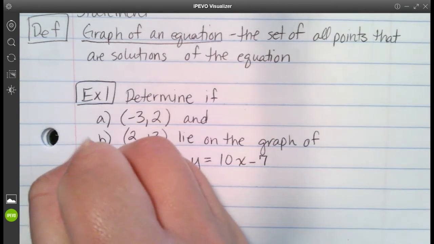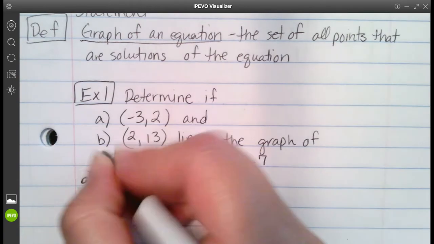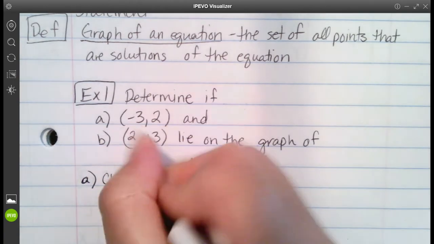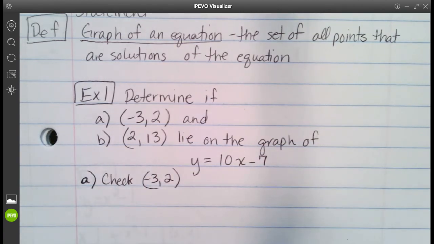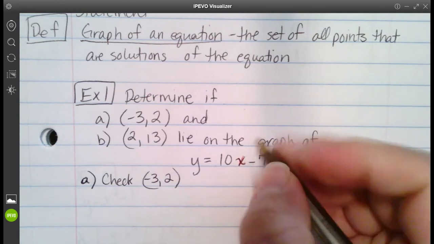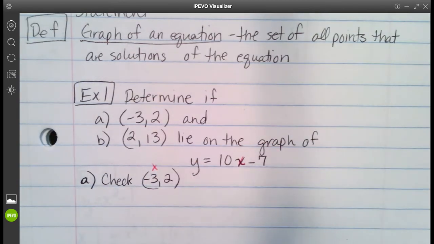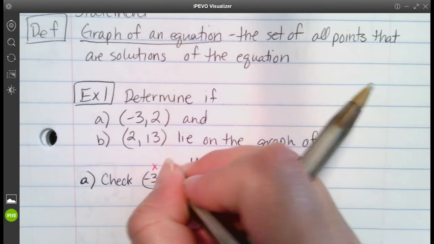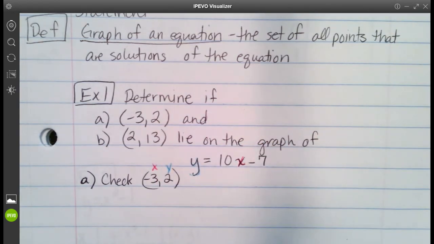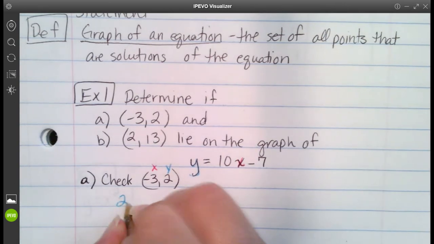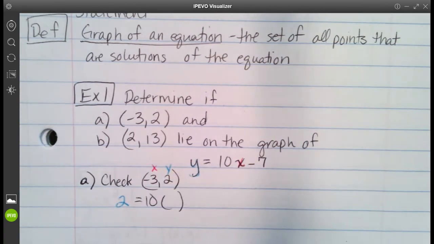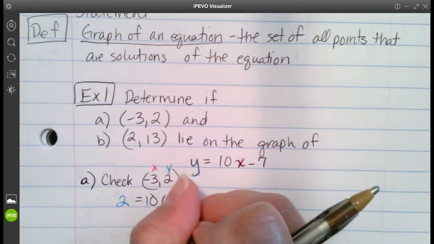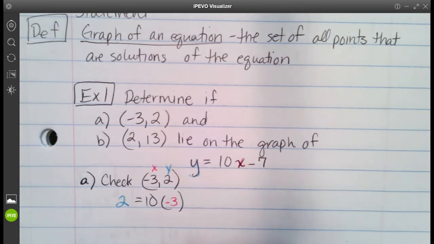So for letter A, we're checking (-3, 2). I am going to color code just a little bit. My x here would be, in this case, the -3, and my y is going to be the 2. So I'm going to make sure that I plug those numbers into the corresponding spot. For y we have 2, so 2 is equal to 10 times x, but in this case, x is equal to -3, minus 7.